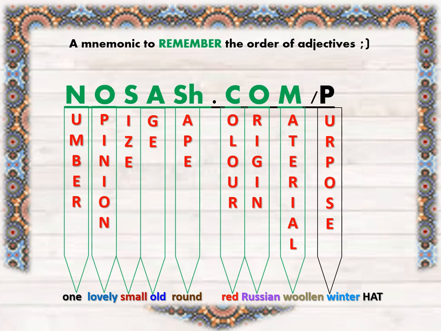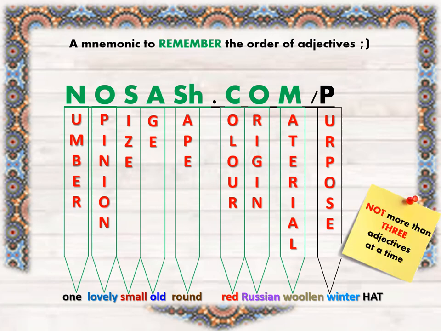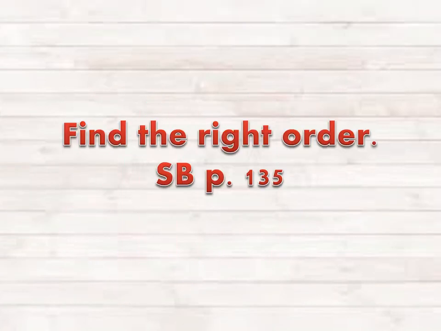Okay? But we usually don't use this many adjectives in English. We usually use a maximum of three adjectives. So this is just for you to remember which adjective to put first and which one to put second, third, etc. Okay, let's do a few exercises. In this exercise, I'd like you to find the right order. It's on your book, page 135. It doesn't matter if you don't have the book. I have everything here for you.